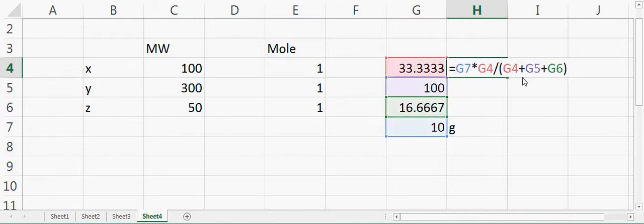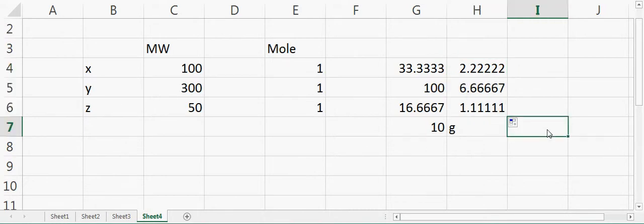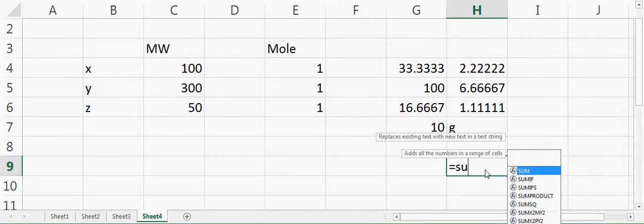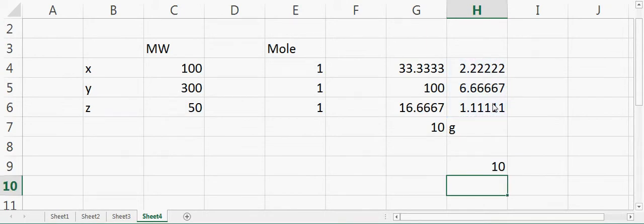Dollar, dollar, and dollar, and then also a dollar for this one. So now you can see that if I add them together, this is the answer. If I sum them together, the total sum is 10 grams. So we should add this many grams of these three components to get a molar ratio of 1:1:1.